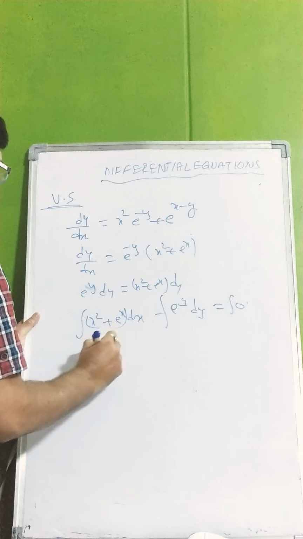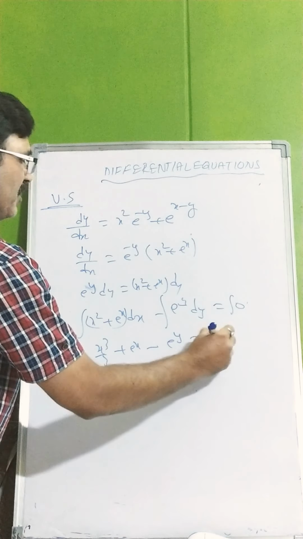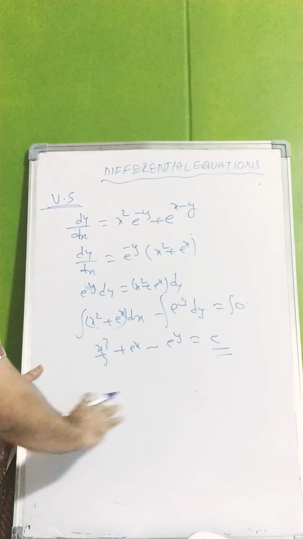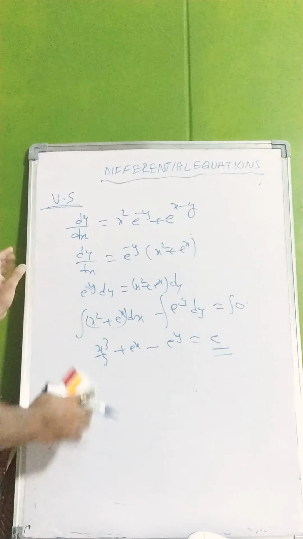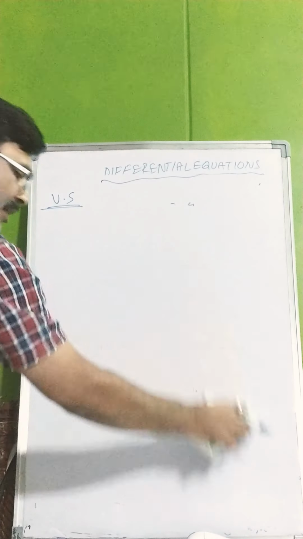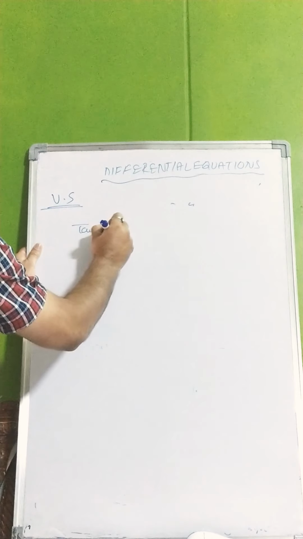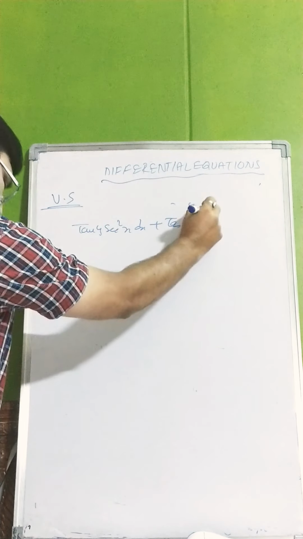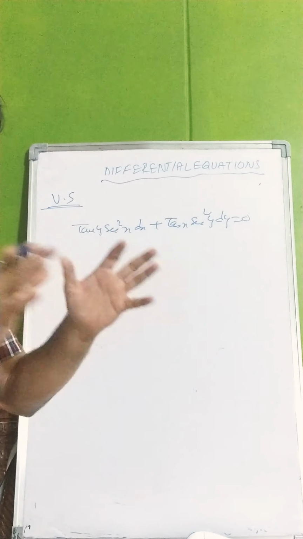You can write x cube by 3 plus e to the power of x, and the integral of this one is e to the power of y. You want to write c, you can write c, stop here itself, no problem. I have taken one more example here, a trigonometric one, on variable separable: tan y secant square x dx plus tan x secant square y dy equals 0. Simple example, you have to understand it clearly, that is my intention.